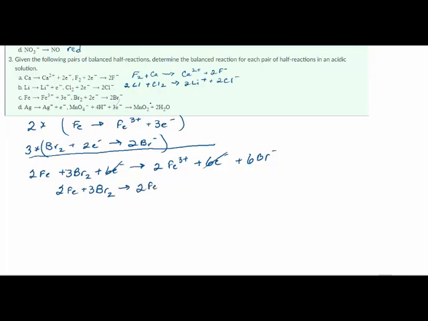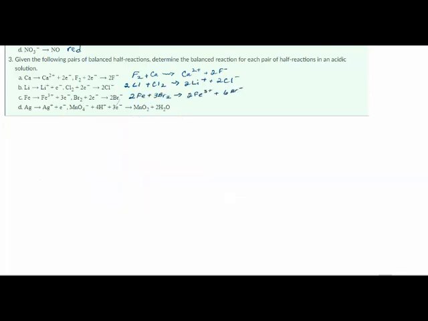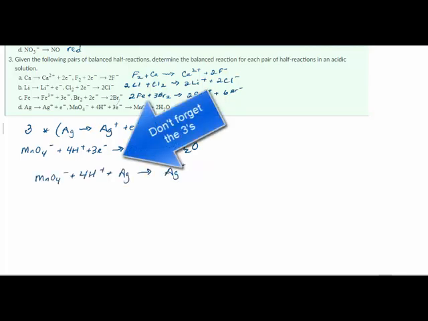And for D, we have our silver being oxidized. And then we have a permanganate down here. Now we're told they're balanced, so I just need to be comparing my electrons in this case. And the silver would need to be multiplied by 3 in order to have 3 electrons on both the reactant and the product side. So this would be our overall reaction.